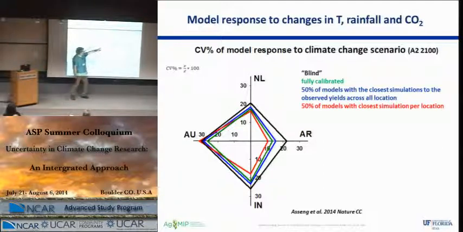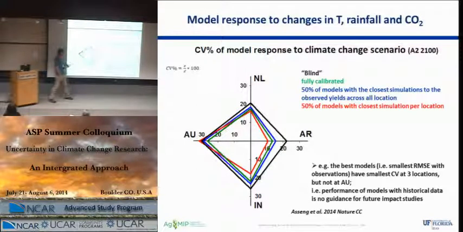If we now take the 50% models with the closest simulation per location, remember that they varied between locations. One model was good at this location, but not good at this location. These are now the best models for this location. They seem to be the best, reducing the uncertainty, the errors from the models in these 3 locations, but not for Australia, where it even increases.